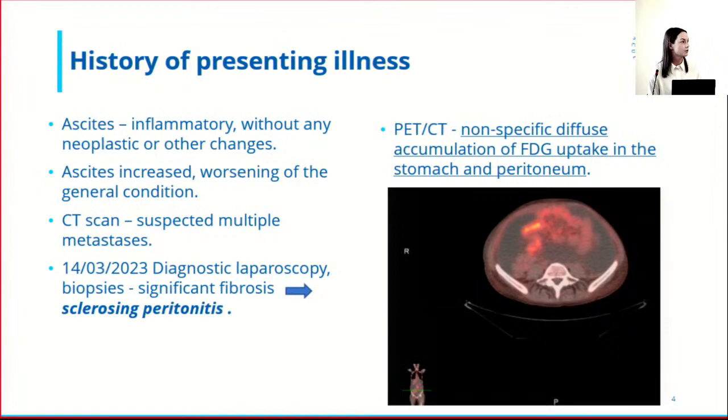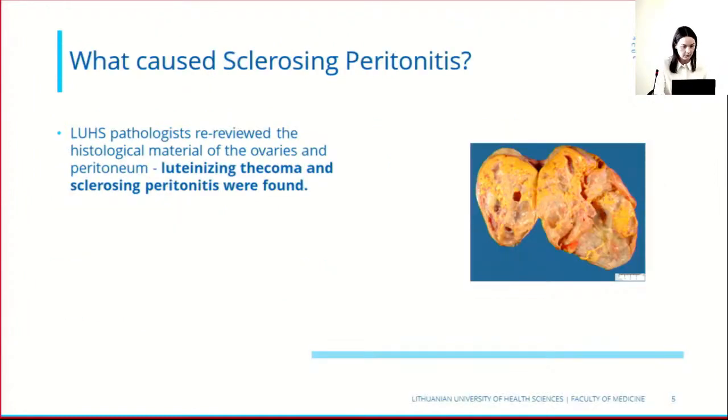Also, a large amount of fluid was found in the patient's pericardium, pleura, and peritoneum cavities. And in this picture, we see those red lightening areas are the FDG accumulations. So we finally have a diagnosis, sclerosing peritonitis, but the other task was to find what caused this disease.